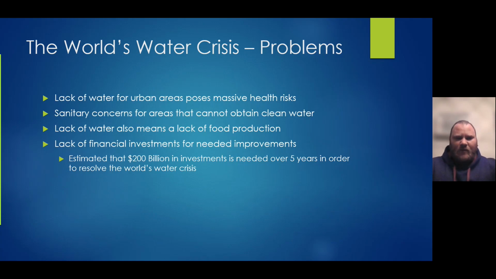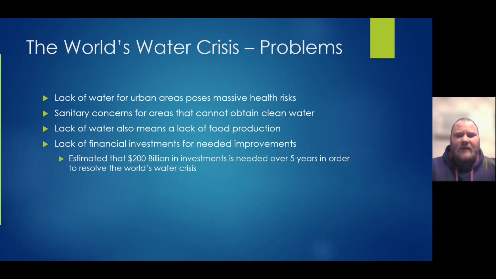Problems that we can see with implementing these plans. So again, the lack of general water, especially in urban areas, poses massive health risks. So the transmitting of various waterborne diseases is a major problem in areas that lack proper water supply. Sanitary concerns, again, specific to not having purified water, not having clean water for areas that are not able to provide it for themselves. Something key here that is a major problem is that the lack of water can also mean a massive lack of food production. So, of course, farms need an abundance of water in order to produce their crops. So, lack of water means that the food production itself would suffer.